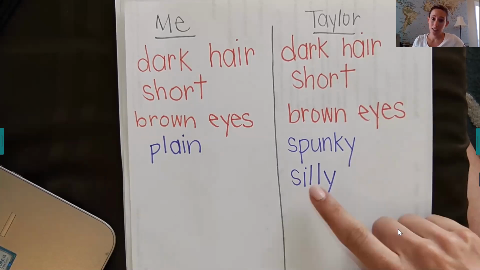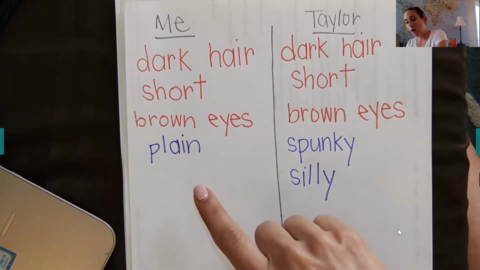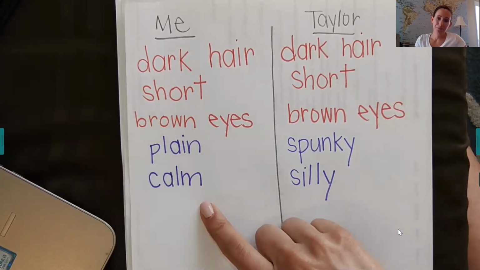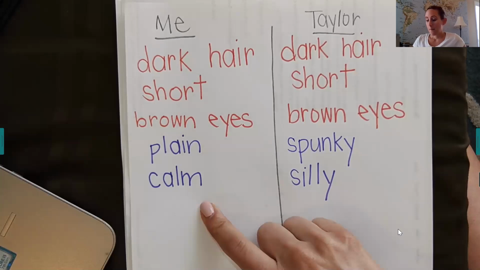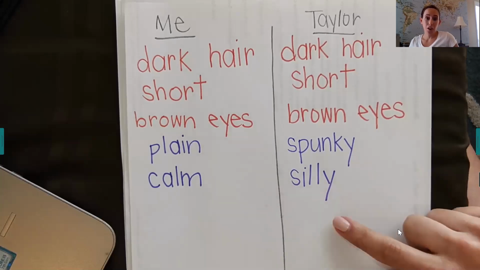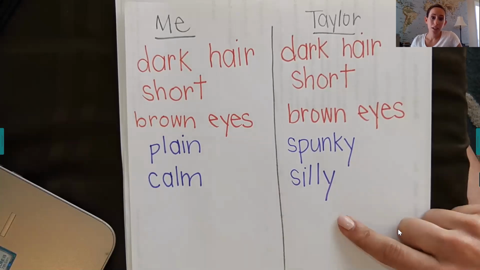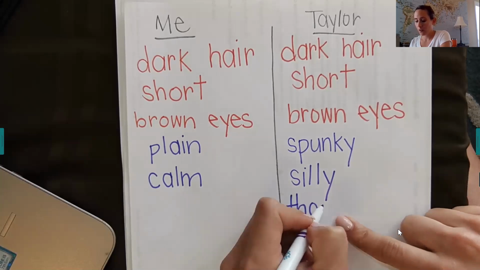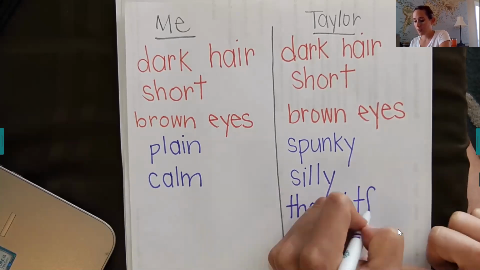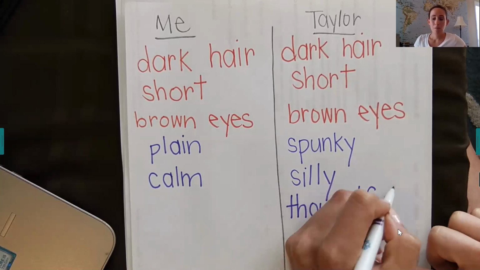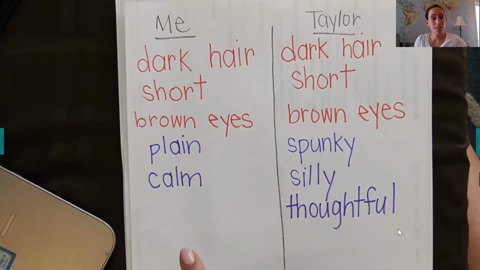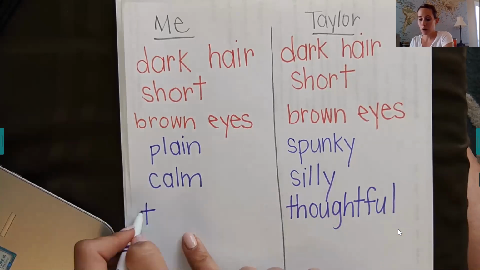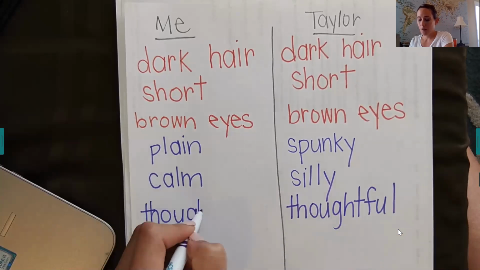And I'm not as silly as Taylor. I am more calm. Calm is a much better word. But Taylor is also very thoughtful. She always is willing to help. She's a kind heart. So I'm going to write that she is very thoughtful. And I would say that that could go for the same for me. I would hope people think that I am very thoughtful. I always try to help others. Thoughtful.